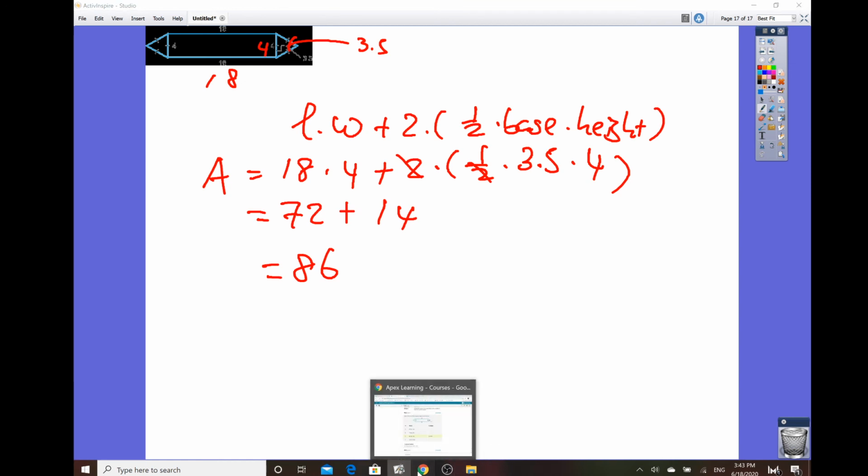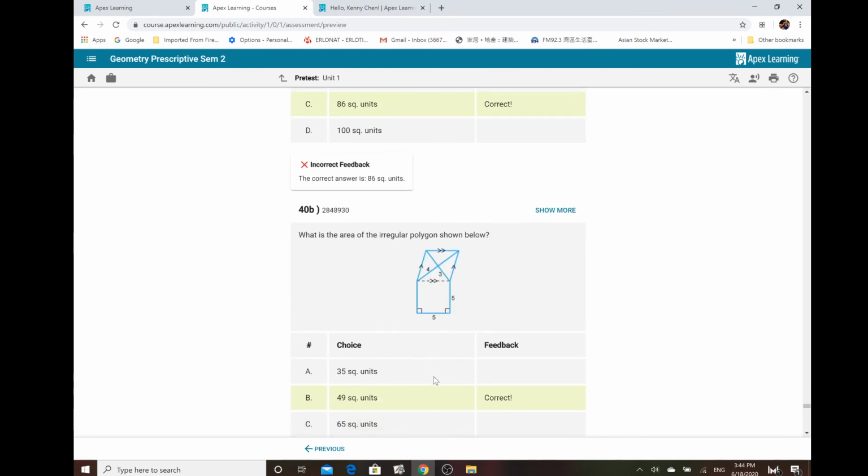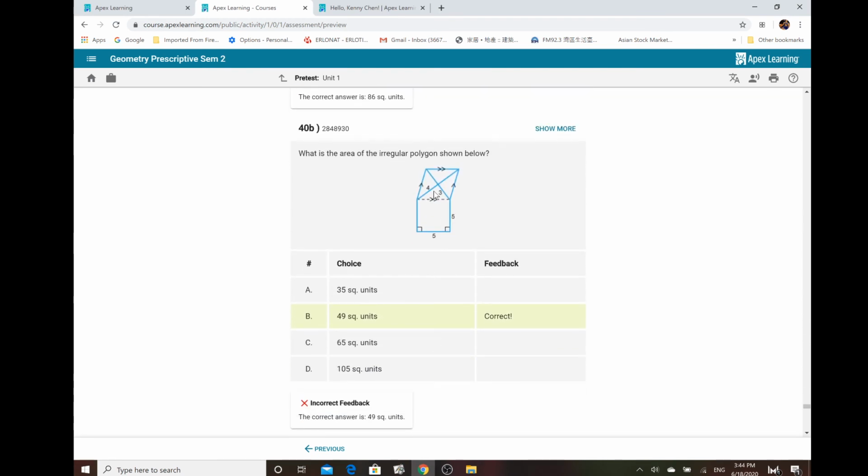Okay, going back. And now the composite figure. So find the area of the rhombus first, and then find the area of a square. So the area of a square is quite simple. It's 5 times 5, 25.